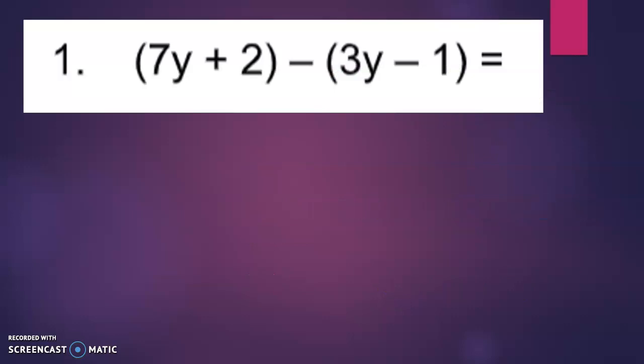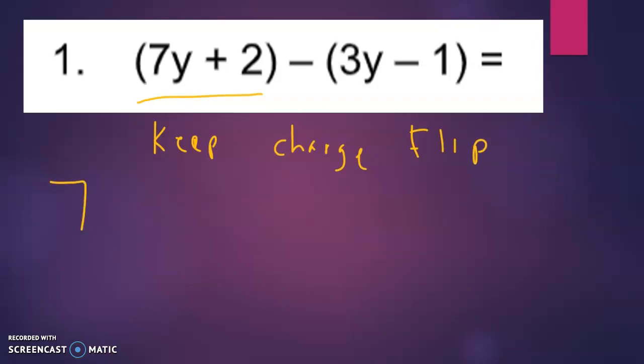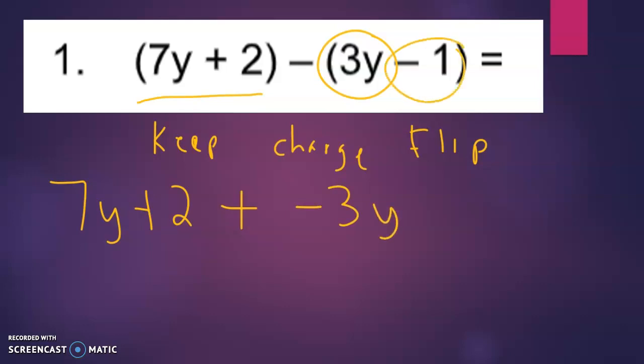Okay? The first set of parentheses you're going to keep. The subtraction sign you're going to change, and the next one you're going to flip everybody inside. So I'm going to write 7y plus 2. I kept it. I changed the subtraction to addition. The positive 3y becomes a negative 3y. The negative 1 becomes a positive 1.